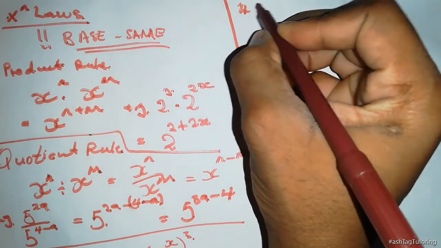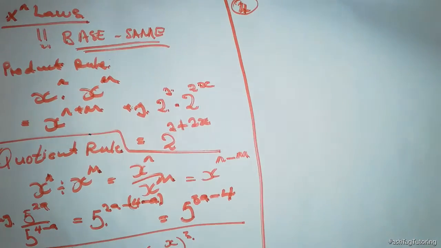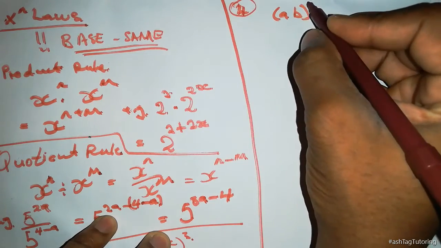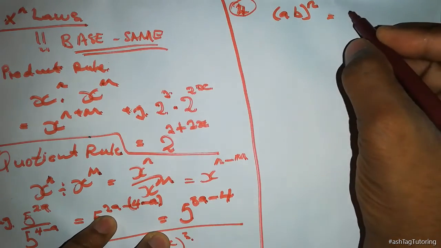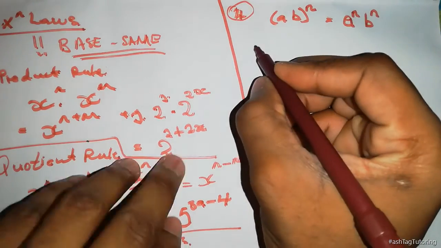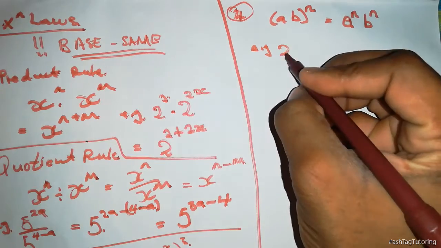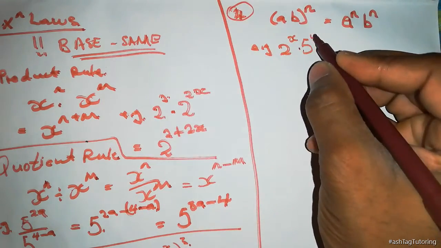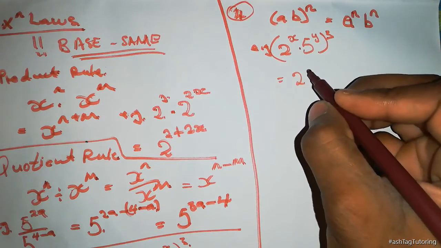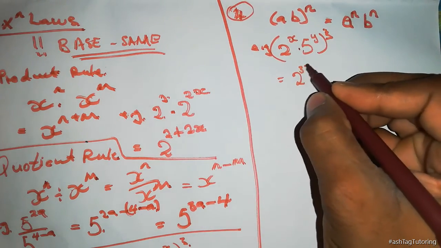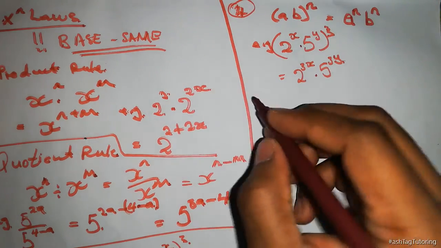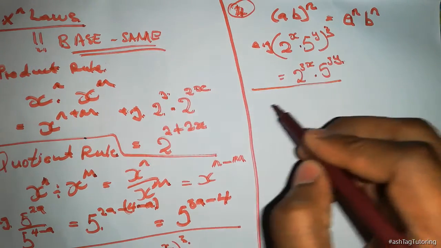Number 4. So number 4, we have a times b within a bracket to the exponent of n. Same thing like the power rule. N multiplies each and every exponent that is inside the bracket. For example, when you have 2 to the exponent of x times 5 to the exponent of y, all to the exponent of 3, the 3 multiplies both x and y. Therefore, you have 2 to the exponent of 3x, 5 to the exponent of 3y.